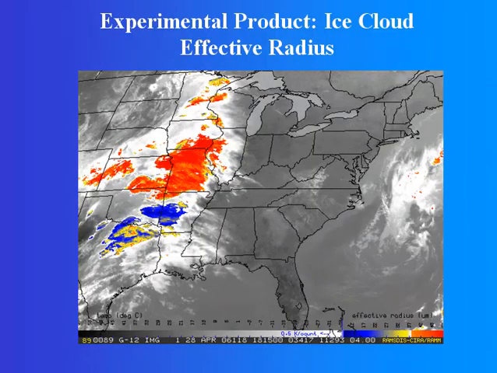This is a quick preview of hopefully a future product. Right now, I would consider it an experimental product called the Ice Cloud Effective Radius. And this is actually calculated primarily using the 3.9 channel, in particular the reflectivity of the 3.9 channel during the day over cold thunderstorm tops. And it turns out that there's a strong correlation between the 3.9 reflectivity and the size of the ice crystals at the cloud tops. The larger reflectivity corresponds to the smaller effective radius, and this product actually gives you an estimate of that radius. On the color table on the bottom, you can see that the bluer colors indicate the smaller crystals, while the redder colors indicate the larger crystals.